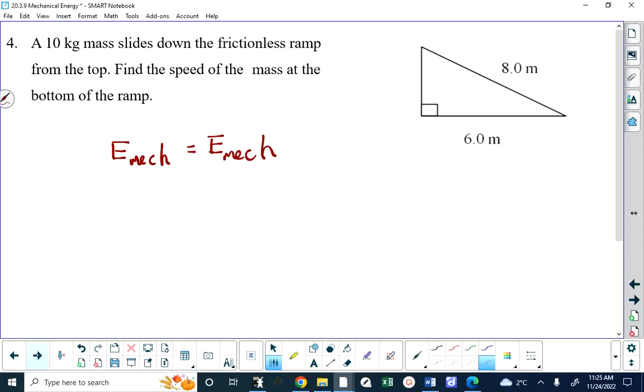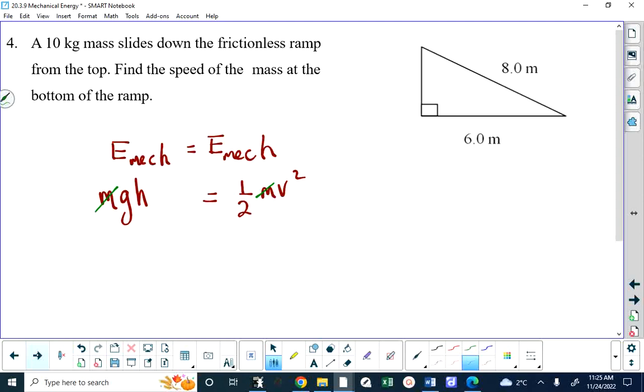At the top of the ramp, there is only potential energy. At the bottom of the ramp, there is only kinetic energy. It's like a pendulum, but it's not attached to a string. I did not need to tell you the mass for you to answer this question because the masses cancel. We have a mass on each side. So we're not going to calculate the potential energy at the top and then use that to find the speed at the bottom. We've set up an equation.